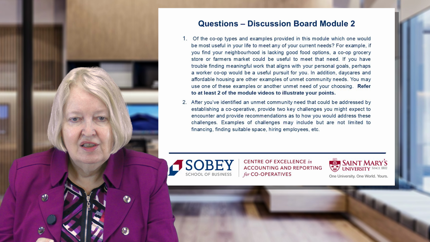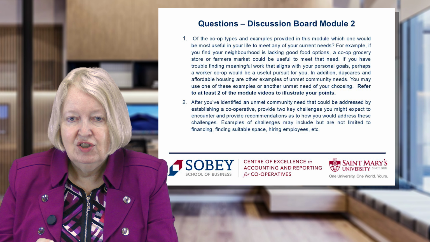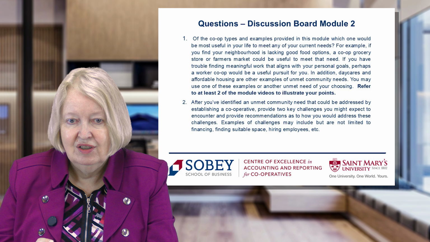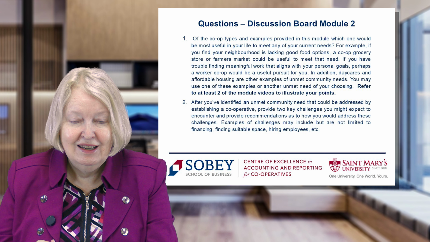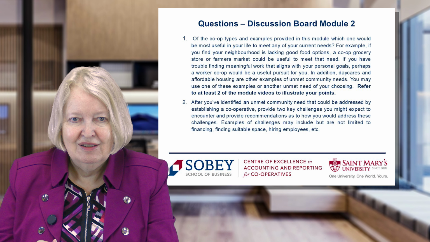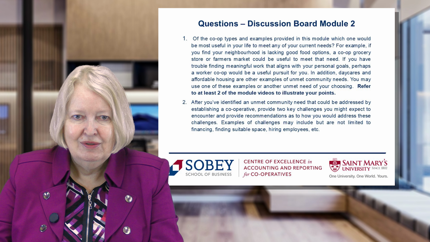Then the second question is, after you've identified the unmet community need that could be addressed by establishing a co-op, provide 2 key challenges you think you might expect to encounter and provide recommendations for how you would address these challenges. Examples of challenges may include, but are not limited to, financing suitable space, hiring qualified employees, retaining good employees, etc. So those are the questions that are in your Module 2 discussion board. That concludes this video.